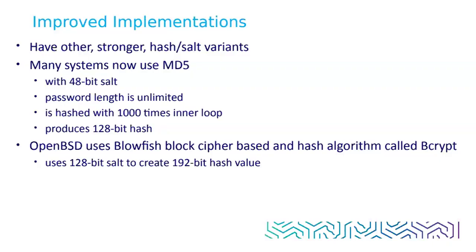Then, improved implementation. It was an important milestone because it introduced password hashing and salt values. However, computers became much faster. As we know, the original Unix password hashing method became too weak to resist modern attacks. So the technology has changed dramatically.